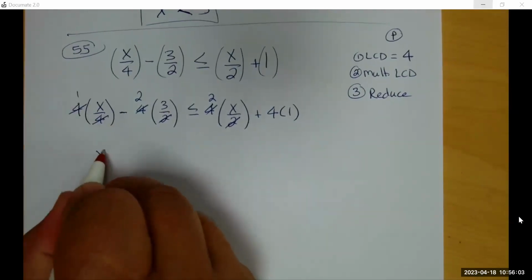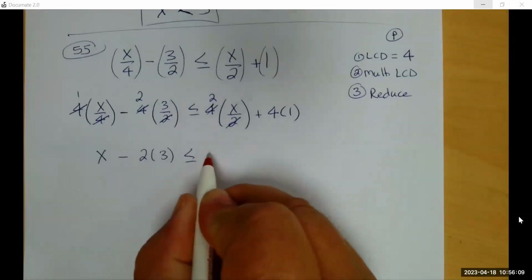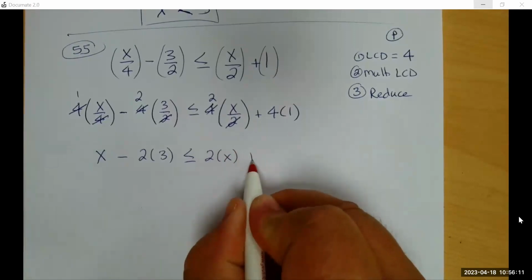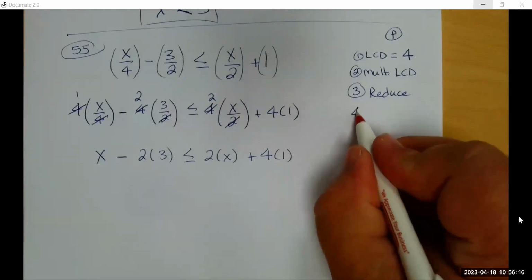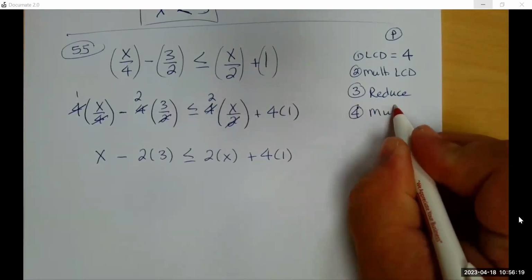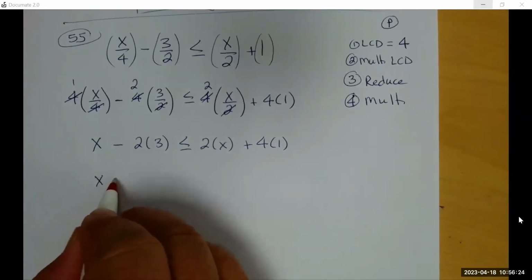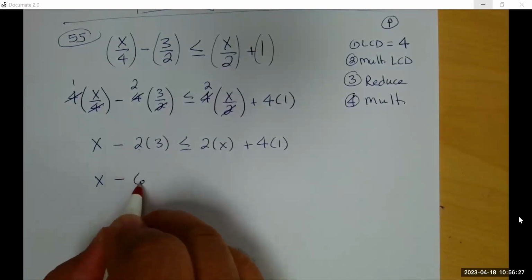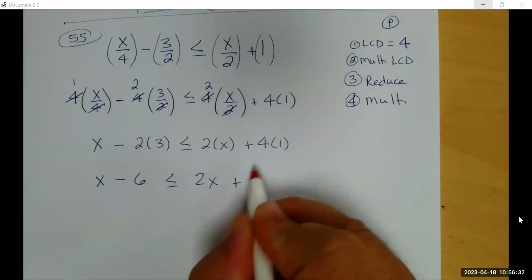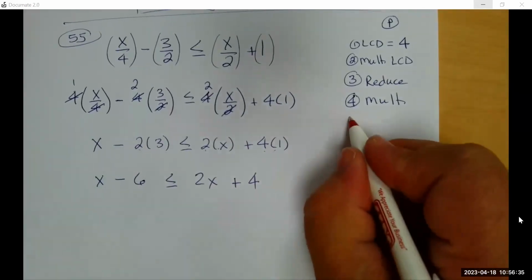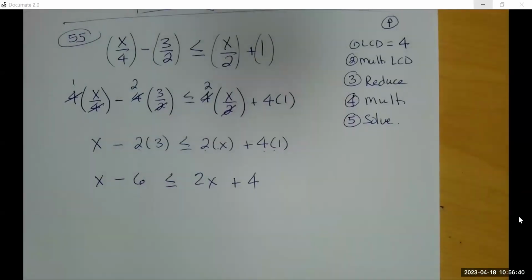So it's 1 times x gives me x. 2 times 3. 2 times x. And 4 times 1. Multiply to get rid of the parentheses. 2 times 3 is 6. 2 times x is 2x. 4 times 1 is 4. And solve for x.